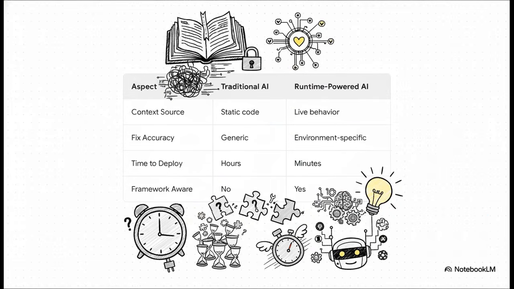You can really see the difference when you put them side by side. Your source of truth shifts from static code to live behavior. The fix accuracy goes from a generic template to a solution that's tailor-made for your environment. And the deployment time, it drops from hours of manual work down to just minutes. The AI goes from knowing nothing about your stack to understanding it completely.